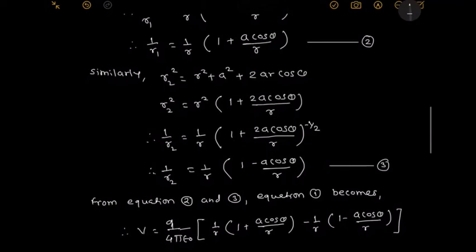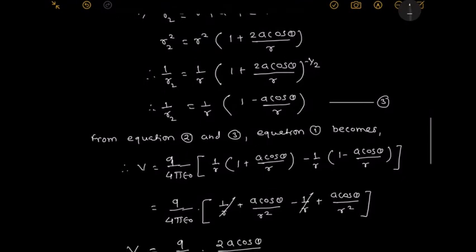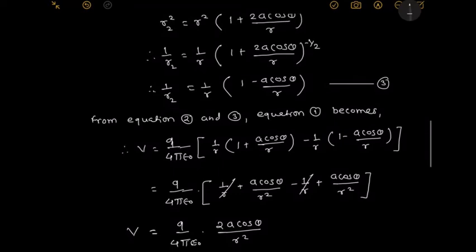Equation 1 is known: V equals Q divided by 4 pi epsilon 0 into bracket 1 by R1 minus 1 by R2. Put the values from 2 and 3 and simplify the equation. Inside the bracket, 1 by R minus 1 by R cancels, and add the second and last terms. Q divided by 4 pi epsilon 0 into twice A cos theta by R square. That gives the total electric potential due to the electric dipole at point C.